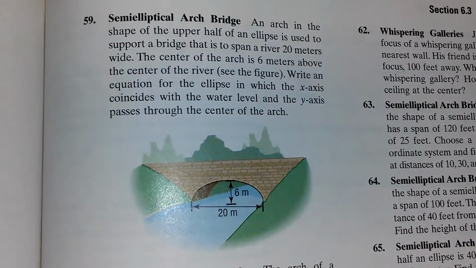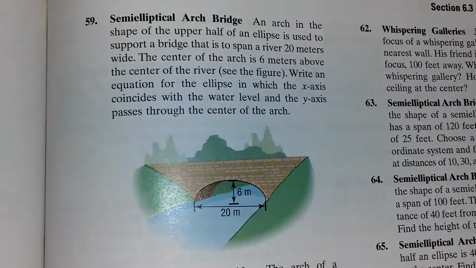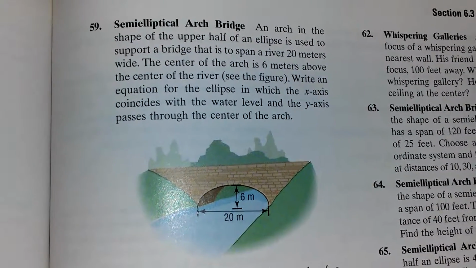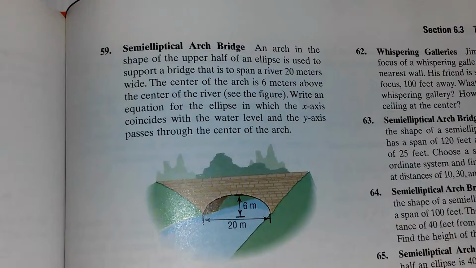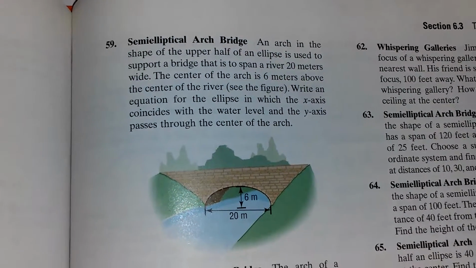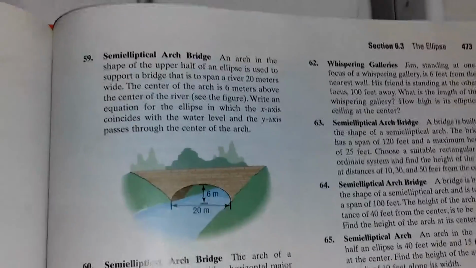As you can see, there's the bridge. The arc is 6 meters and the length is 20 meters. So it's 20 meters wide, I mean. So how would I do this?